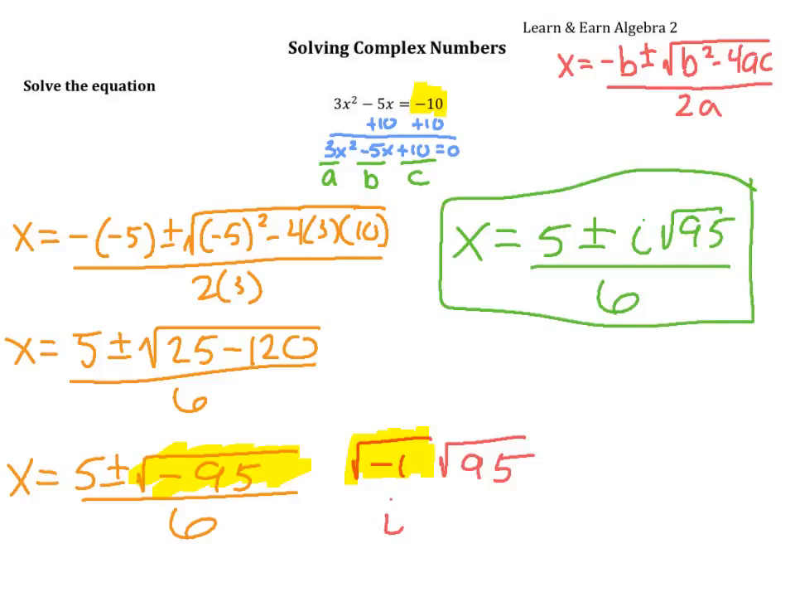Now, if you come across the possibility that the square root of 95 could be simplified more, if that ever happens, you have to simplify the square root.